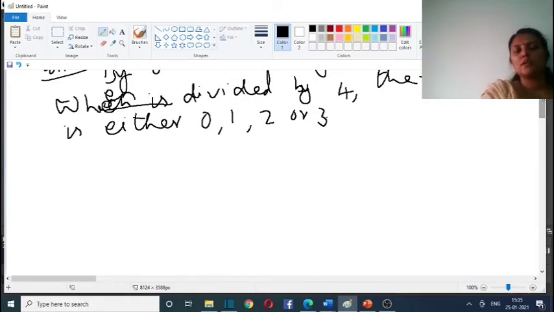30 when divided by 4, the remainder is 2. 25 when divided by 4, the remainder is 1.